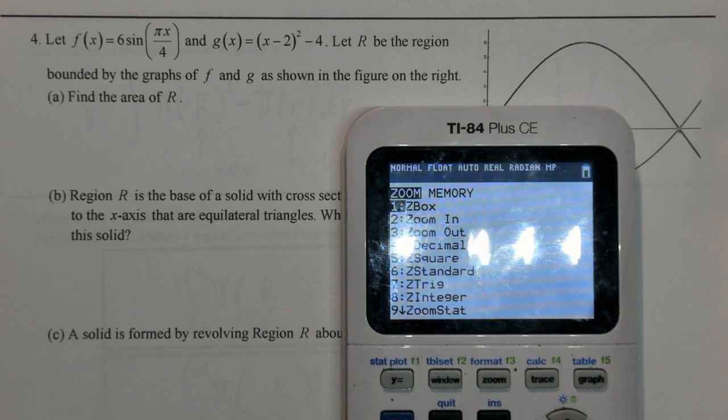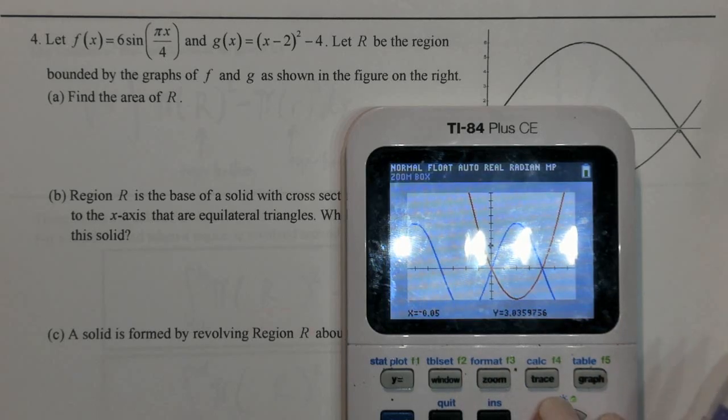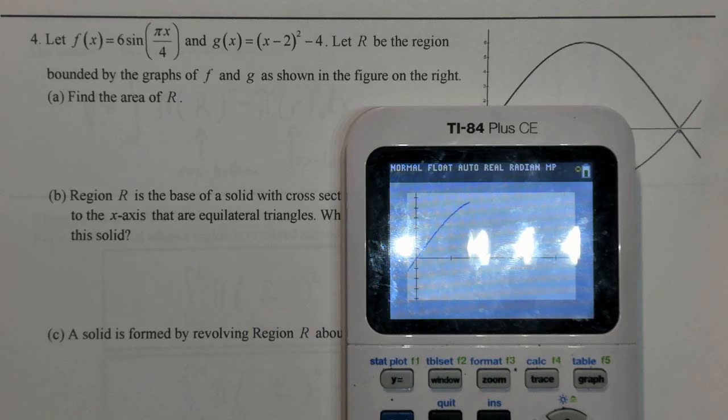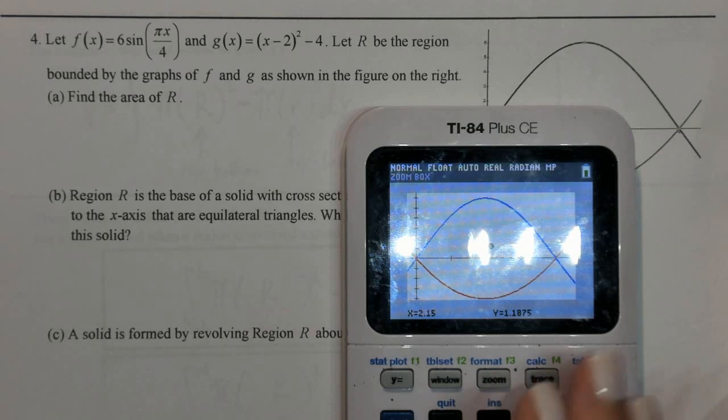So zoom box. Enter. Oh, hope I can get that. Let's see. Okay, that's pretty good. I'll take that. Looks very similar to the picture provided for us, yes?